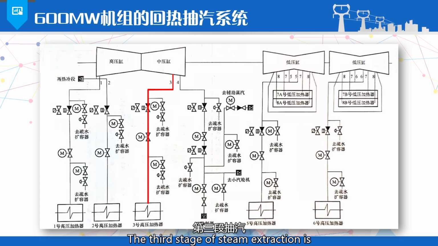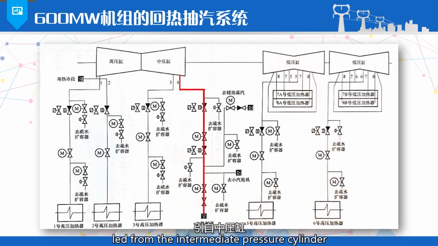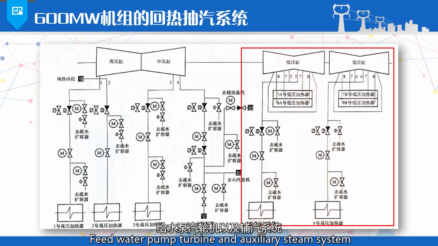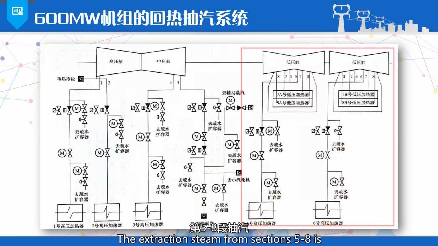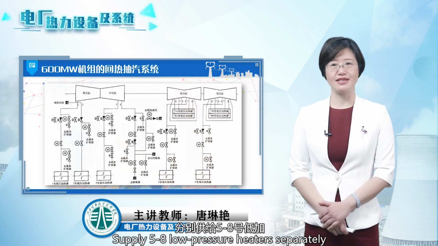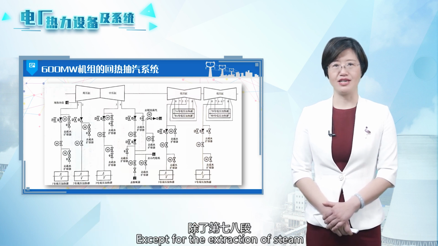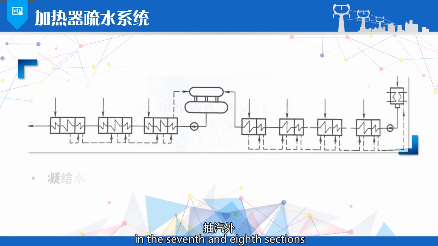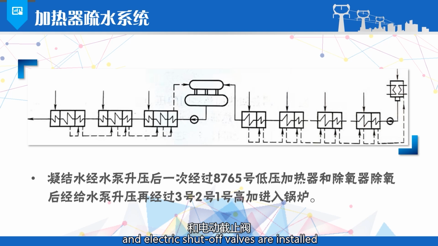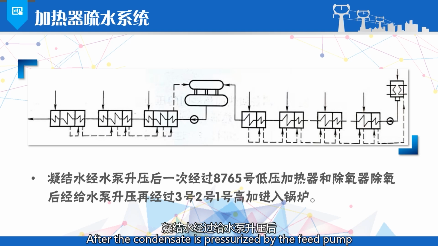The third stage of steam extraction is led from the intermediate pressure cylinder, supplying number 3 high-pressure heater. The fourth stage of steam extraction is led from the intermediate pressure cylinder exhaust, supplying the deaerator, feed water pump turbine, and auxiliary steam system. The extraction steam from stages 5 to 8 is led to the low-pressure cylinder, supplying number 5 to 8 low-pressure heaters separately. On the 7th and 8th stage extraction steam pipelines, both pneumatic check valves and electric shut-off valves are installed.